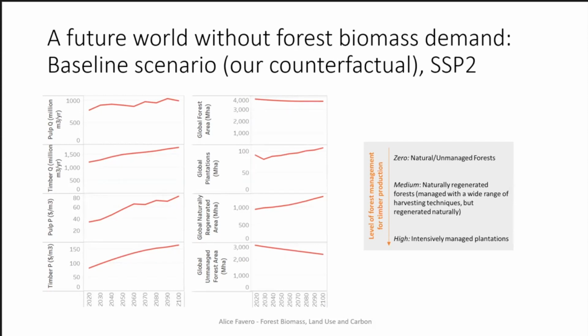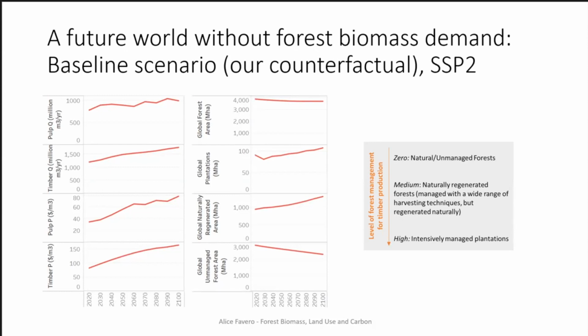So what we see is, as we increase the demand for timber products, there is more managed forest than the original value, both for plantation and naturally regenerated forest. On the other hand, land competition for other land uses, like cropland and livestock, is going to drive a decline in unmanaged forest. So when we sum up these three categories, we have this slight reduction in global forest area. This is our counterfactual. This is what is going to happen if we don't have biomass demand included.